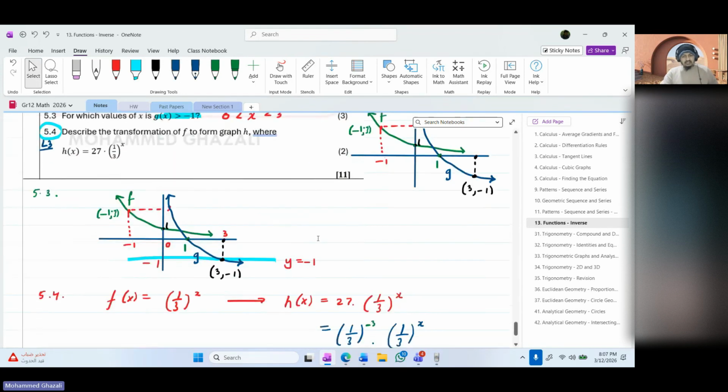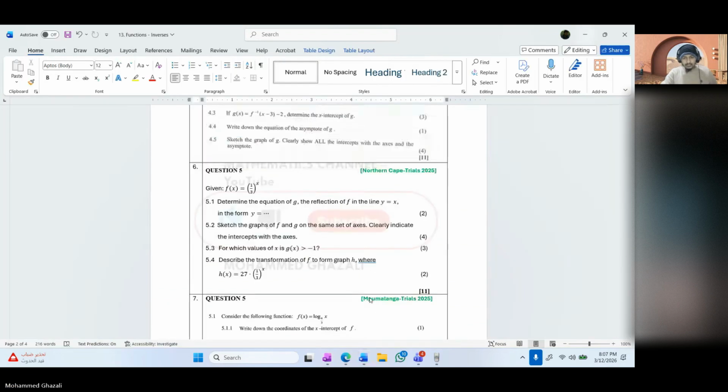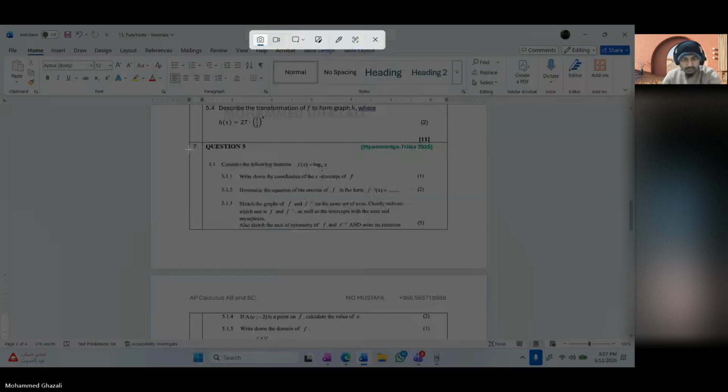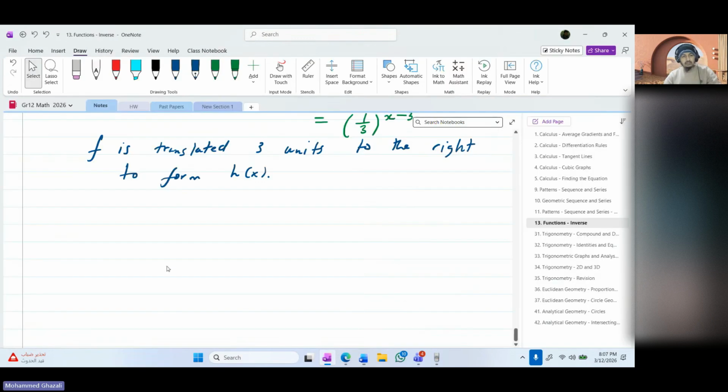Right, so I hope you guys are understanding everything. Are we good? You're understanding everything? Yes, sir. It also builds your knowledge of functions when you solve these types of problems. Okay, let's look at this Mpumalanga paper.